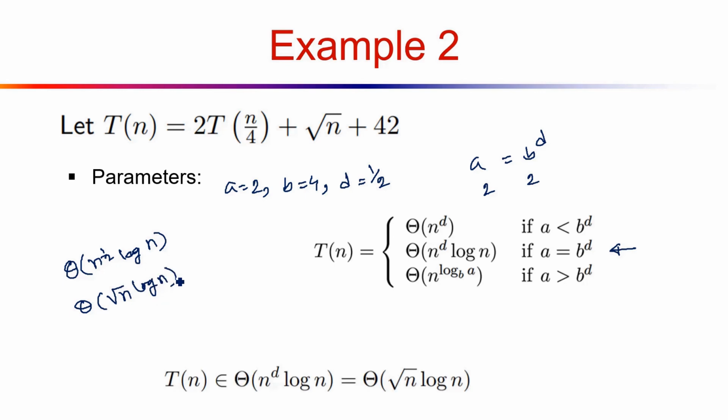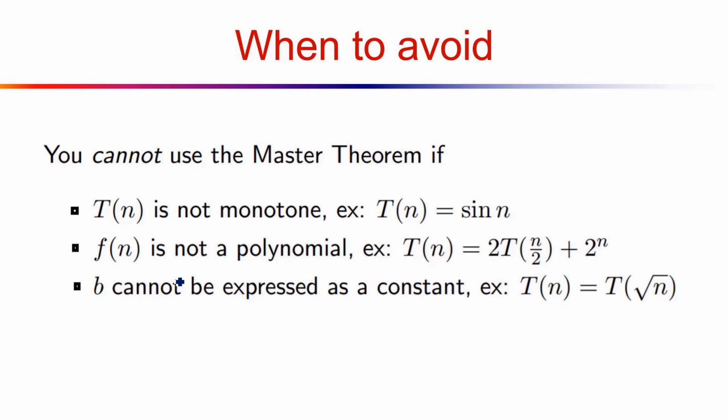But there are some restrictions to apply the Master Theorem. We cannot apply Master Theorem if Tn is not a monotonic function. And we already said that Fn needs to be a polynomial and b should be a constant to use the Master Theorem. So it's very simple. We can use Master Theorem to find the complexities from recurrence relations.